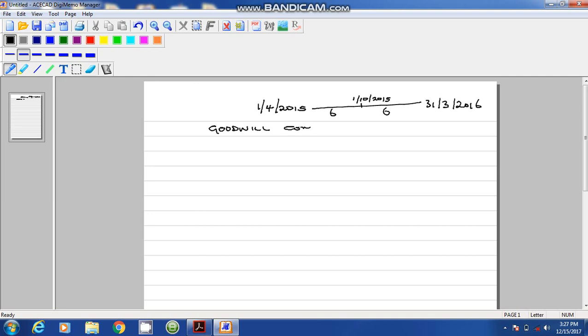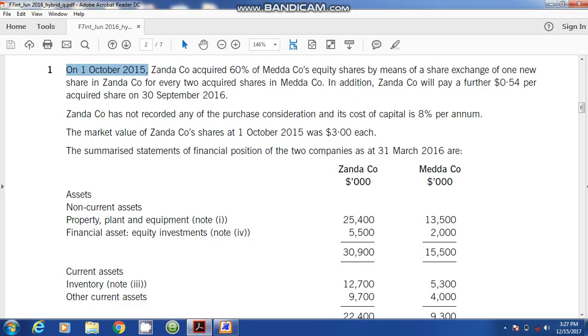Goodwill computation. We first start with the consideration. The consideration being the amount paid for the acquisition of the shares in the subsidiary.